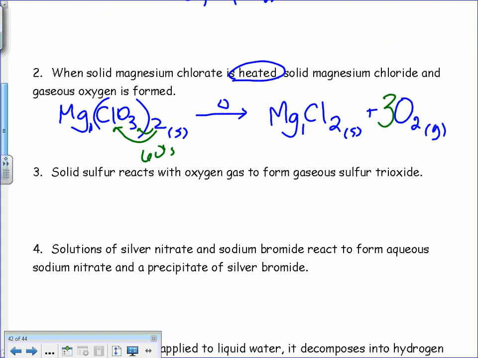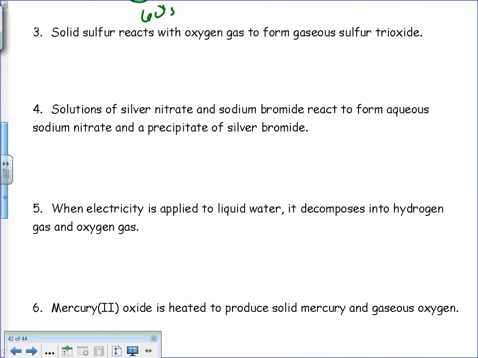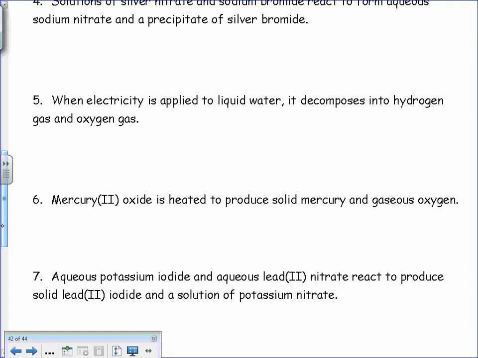Those of you who've already started, which one do you have a question on? 5. Start with 5. Okay. When electricity is applied. Okay, so this is a condition, and if a condition is present, you just note it on top of the arrow, the yield symbol. So electricity is applied, so I'll just go ahead and write a lightning bolt, or electricity, or whatever you want to write there, okay? Electricity.